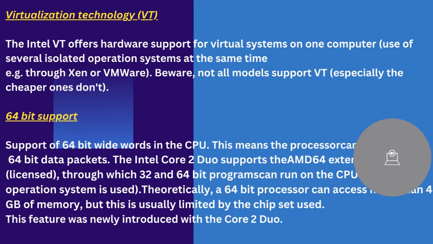Now, lastly, we have 64-bit support. So, the support of 64-bit wide words in the CPU. This means the processor can process 64-bit data packs. The Intel Core 2 Duo supports the AMD64, through which the 32 and 64-bit programs can run on the CPU. A 64-bit processor can access several GB of memory, but this is usually limited by the chipset used. This feature was newly introduced with the Core 2 Duo.